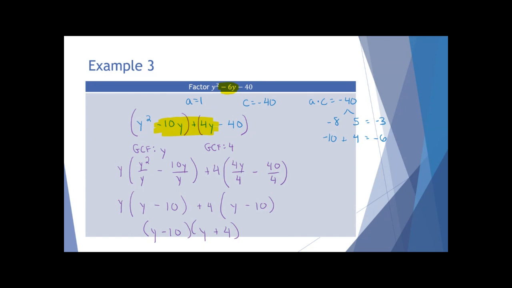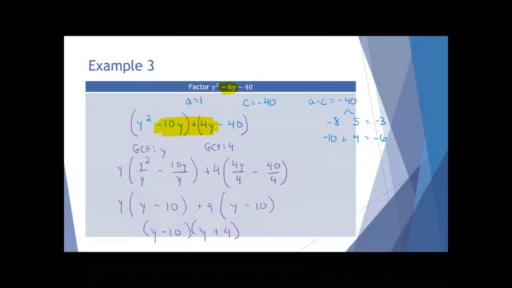It's a lot easier and a lot quicker to just do the guessing and checking in this case because there's no number in front of the y squared. Are there any questions on this slide?